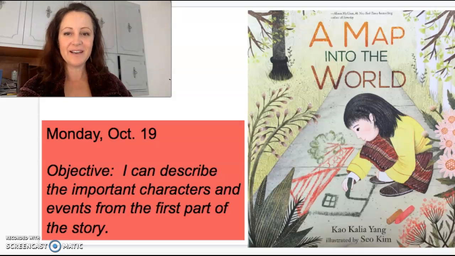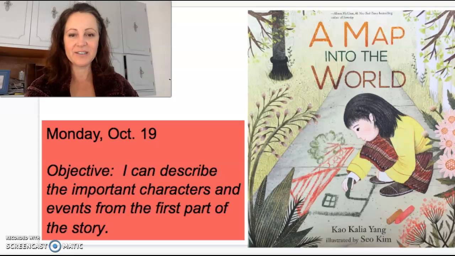Hi there, today is Monday, October 19th, and our reading lesson today has the objective, I can describe the important characters and events from the first part of the story.